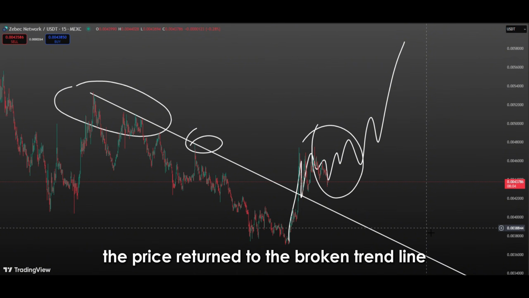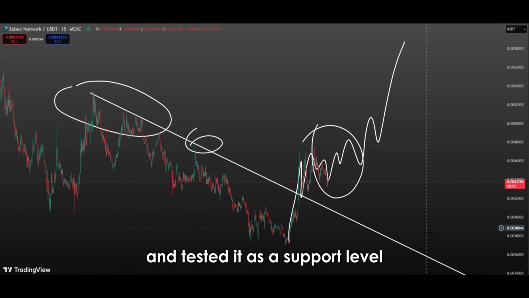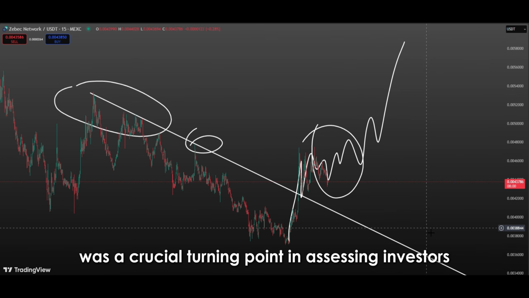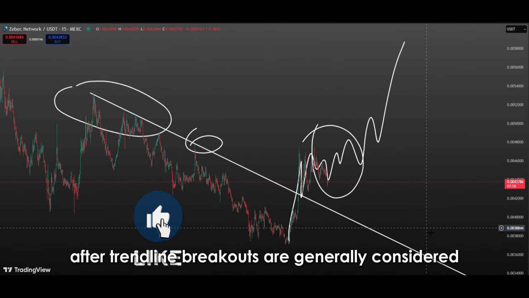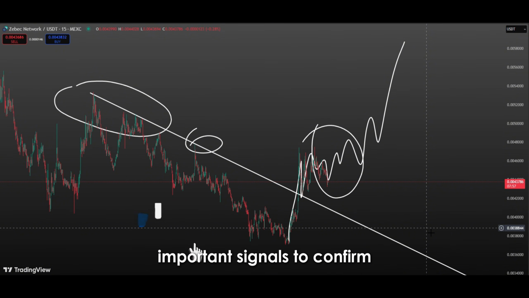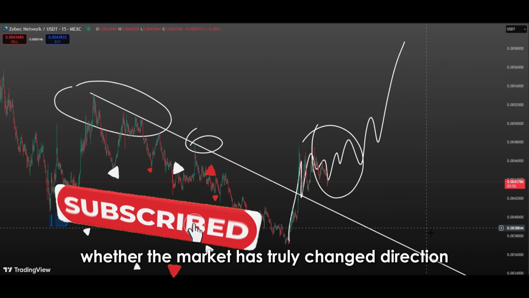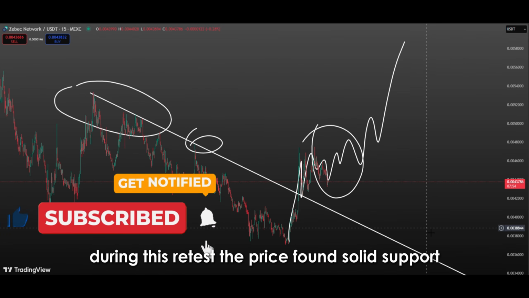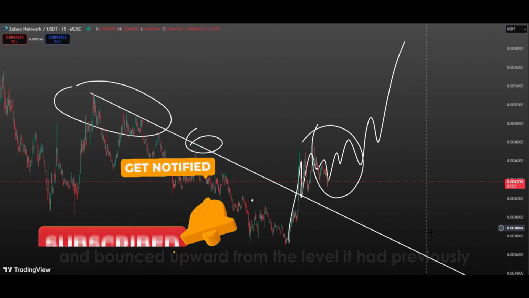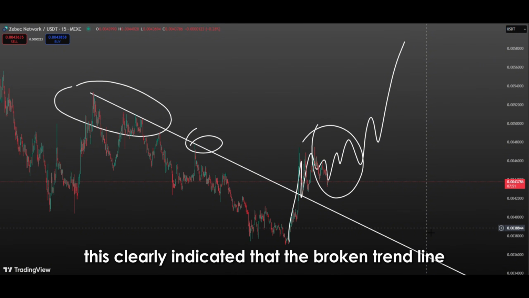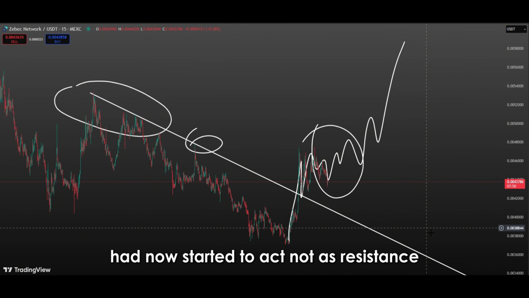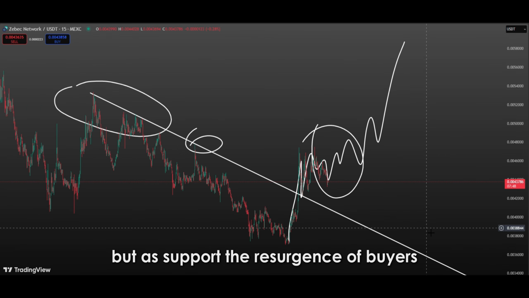successfully. The price returned to the broken trend line and tested it as a support level. This retest phase was a crucial turning point in assessing investors' confidence in the market. Such pullbacks after trendline breakouts are generally considered important signals to confirm whether the market has truly changed direction. During this retest, the price found solid support and bounced upward from the level it had previously broken. This clearly indicated that the broken trend line had now started to act not as resistance, but as support.